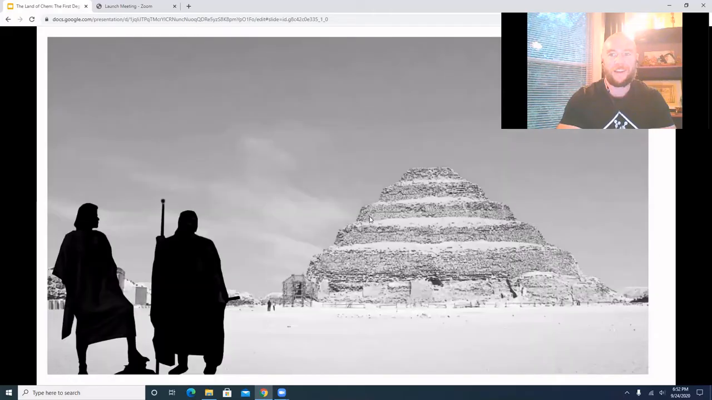Again, here we have another great slide depicting Brother Julius and Aquari as they arrive at the step pyramid. And again, I just really love these black and white images. Alan, you did a fantastic job.